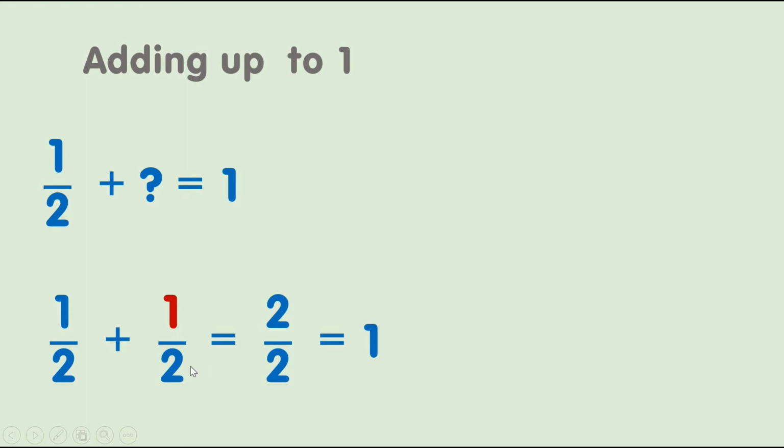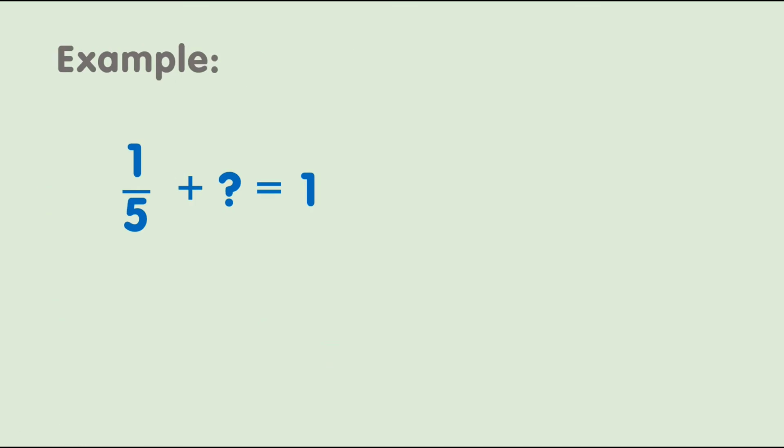As we know, we cannot touch the denominator, so we have to add a number to 1 in order to have 2, and we have the same number in both numerator and denominator, and that number is 1. So if we added 1 out of 2 to 1 out of 2, we will have 2 out of 2, and that equals 1. Let's look at another example.